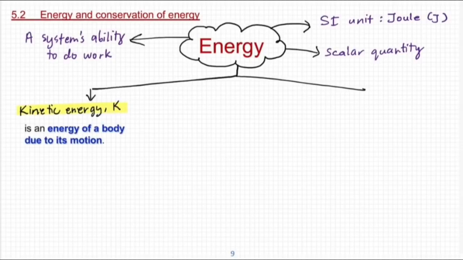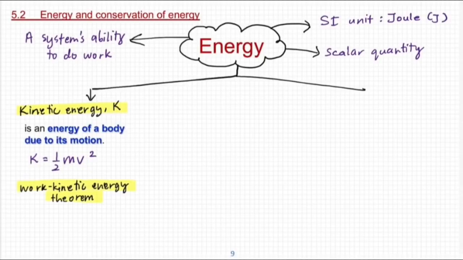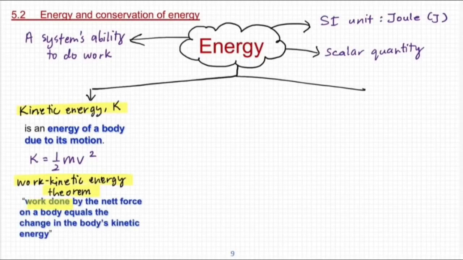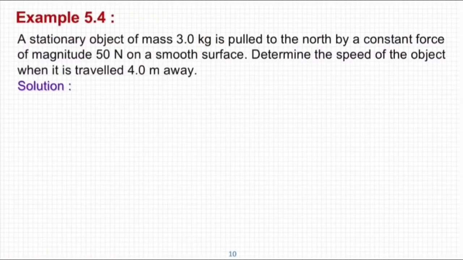Kinetic energy is the energy of a body due to its motion. And we can write the formula as K is equal to half mv squared, where K is the kinetic energy of a body, m is the mass of a body, and v is the speed of a body. And then we have the work kinetic energy theorem, which states that work done by the net force on a body is equal to the change in the body's kinetic energy. And this can be written as W net is equal to delta K, which is the change in kinetic energy, Kf minus Ki.